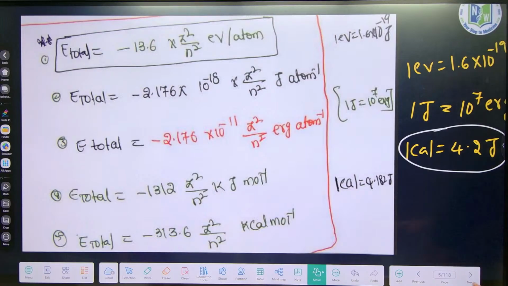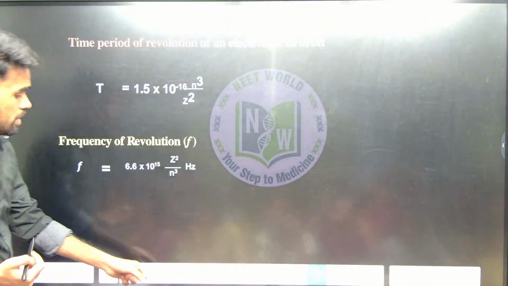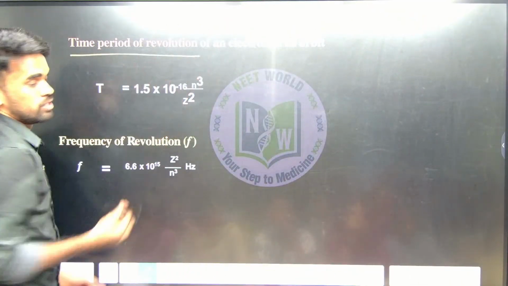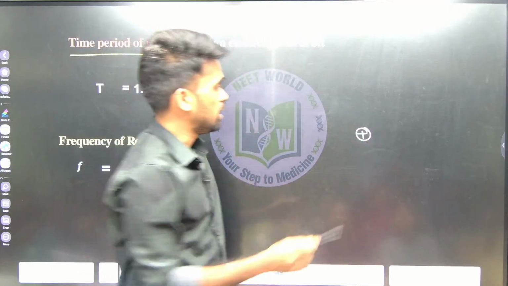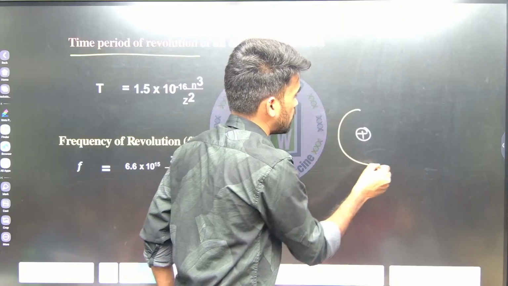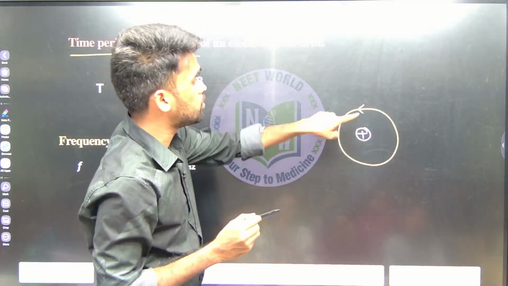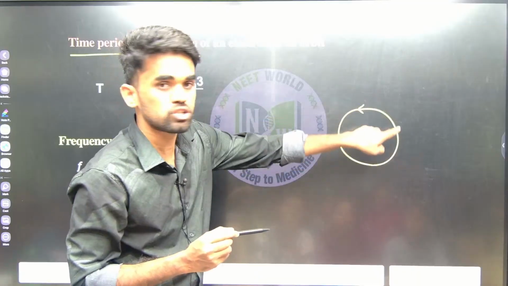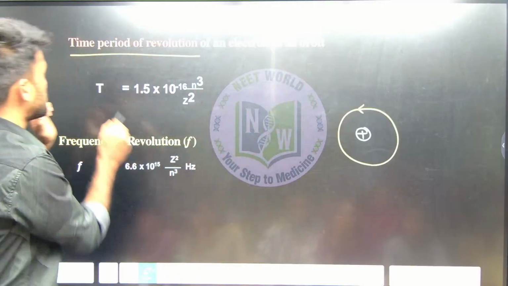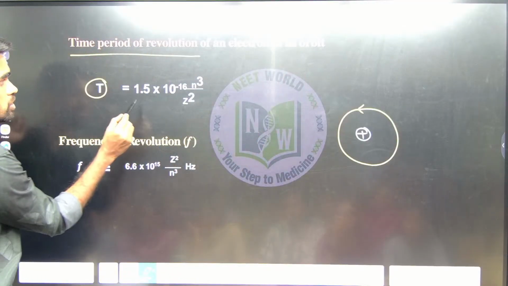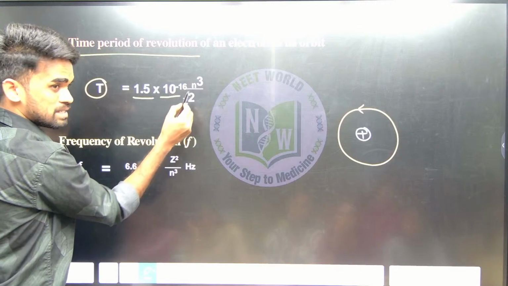Okay, next one, what is the next formula I am saying? The time period of a revolution. If this is a nucleus, electron revolves around the nucleus in circular paths, like this. So how much time is taken per one revolution of that electron is given by the time period, T is equals to 1.5 into 10 power minus 16 n cube by z square.